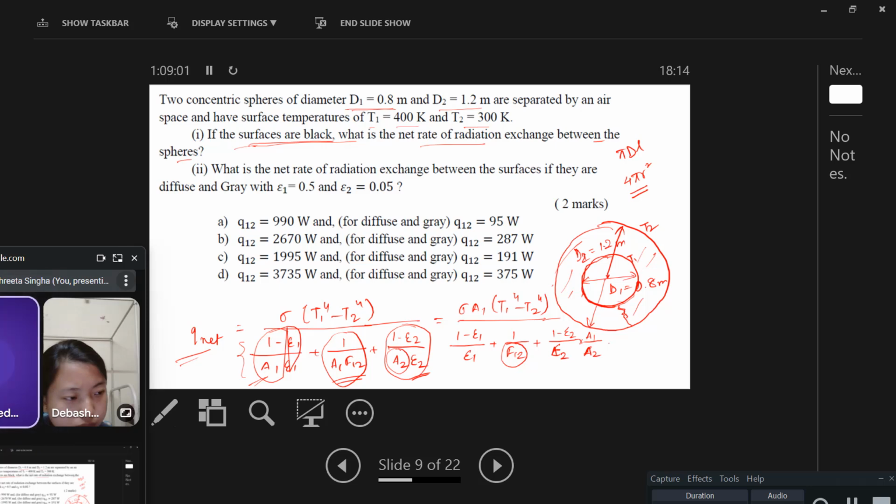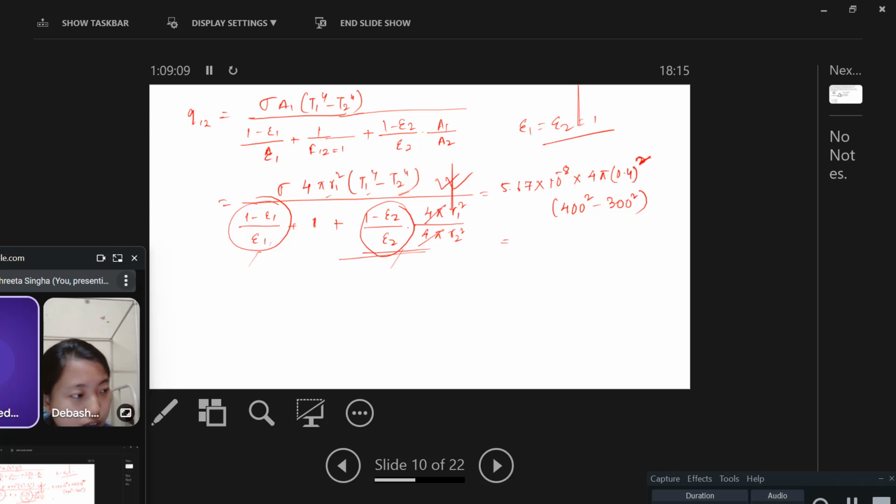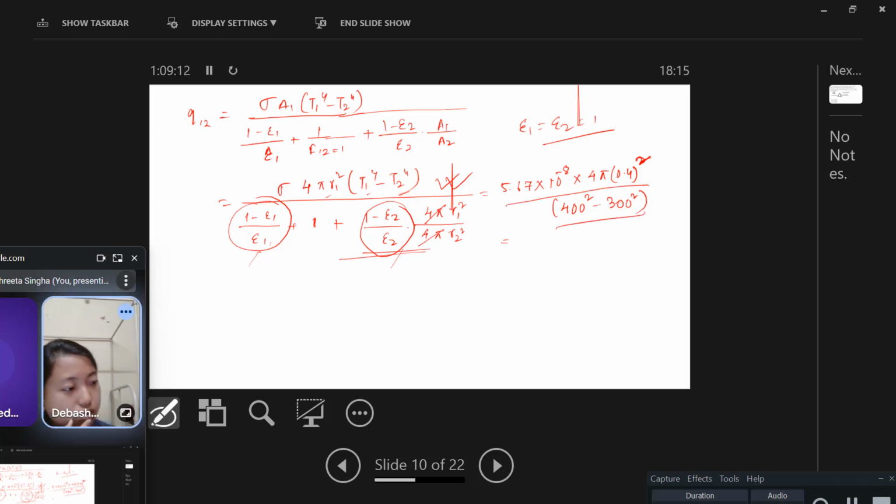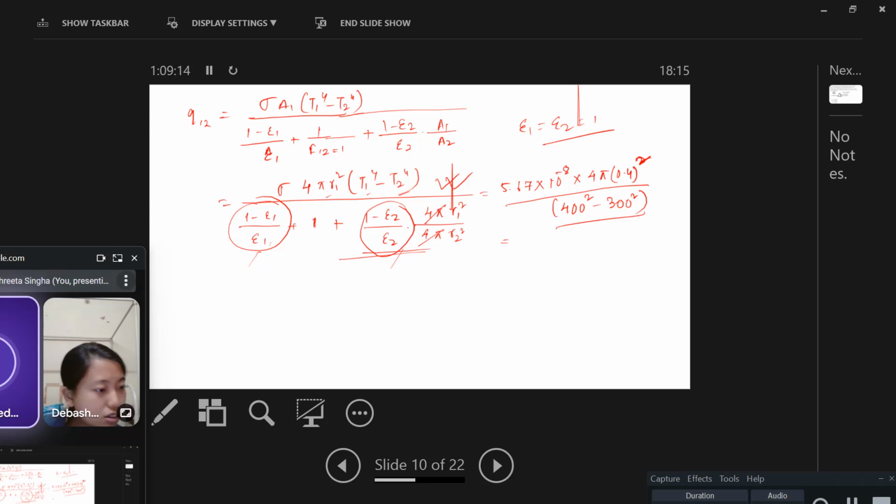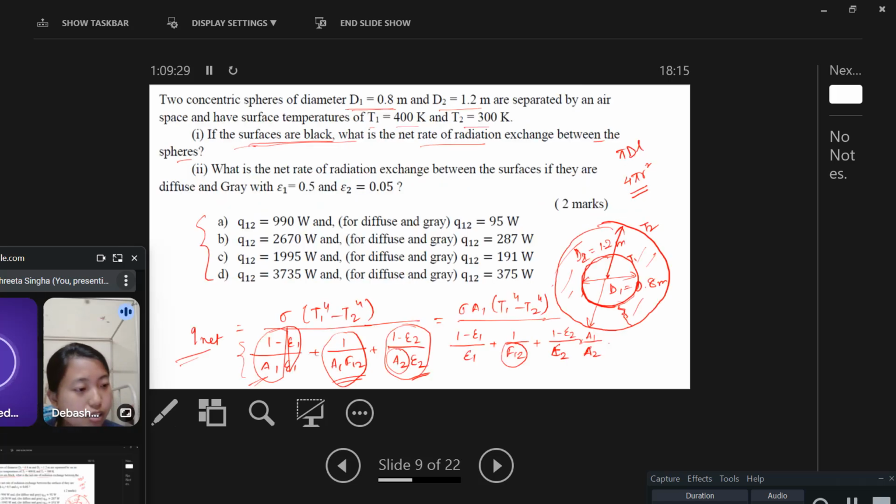635.04. Which one? Option A. Have you done it like this? Wait a minute. Exactly, pi is removed. 1995.036. Yeah, so this is the one.